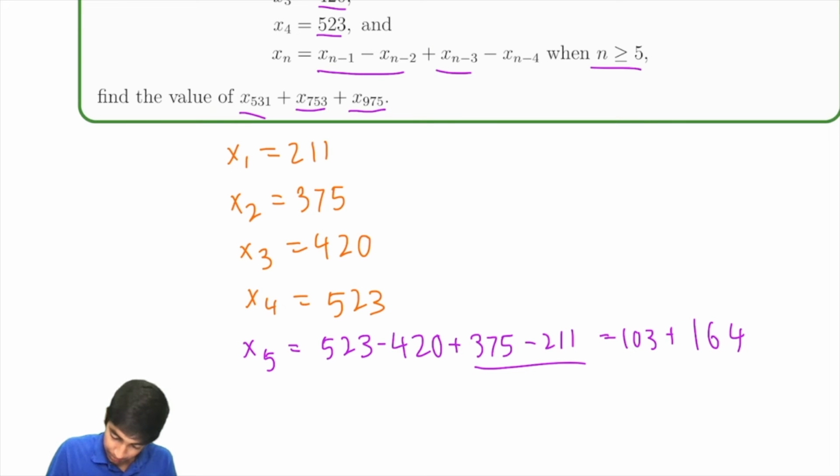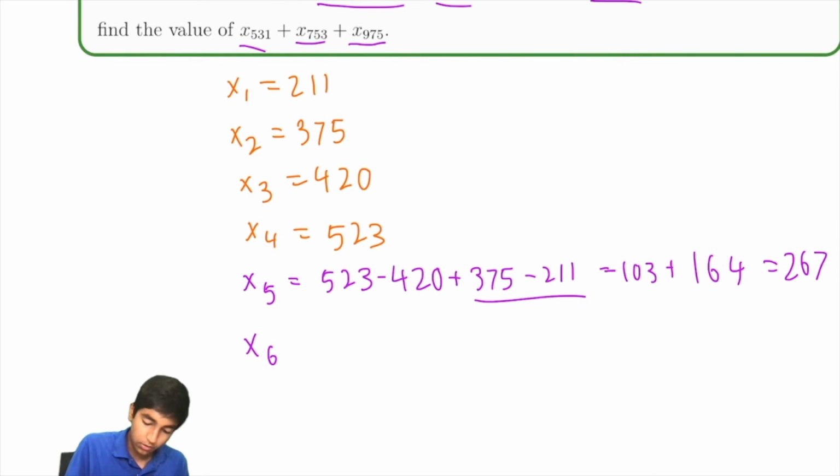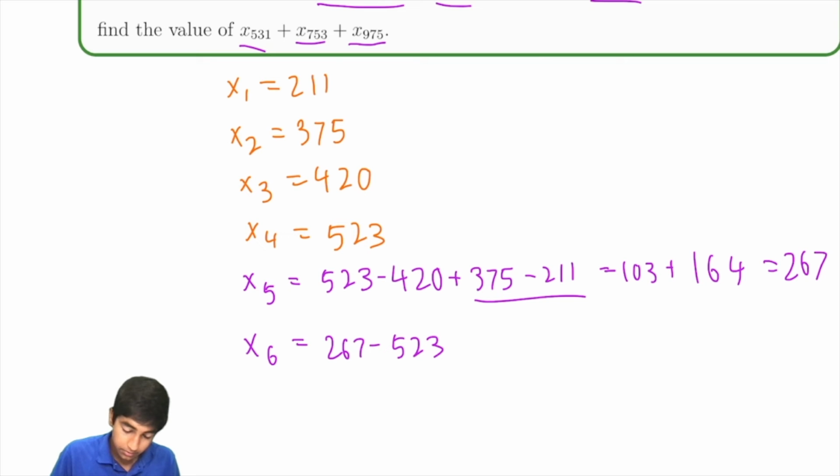So this is summing to 267. x of 6 is equal to x of 5 minus x of 4, so 267 minus 523. And then after that, we add back x of n minus 3, which is in this case x of 3 minus x of 2, 375.